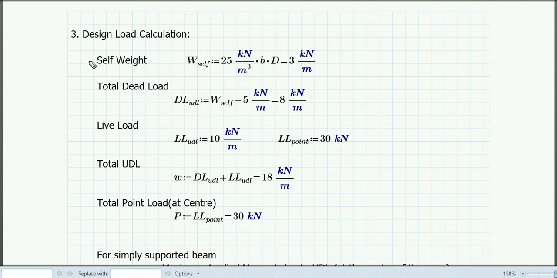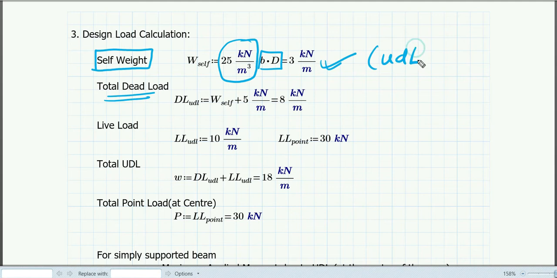Now you can see here, this is a self weight, right? So self weight, you already know how to find out. The unit weight of concrete is 25 kilonewton per meter cube into B into D, that is going to give you 3 kilonewton per meter. Then this is a UDL, right? This is a UDL.